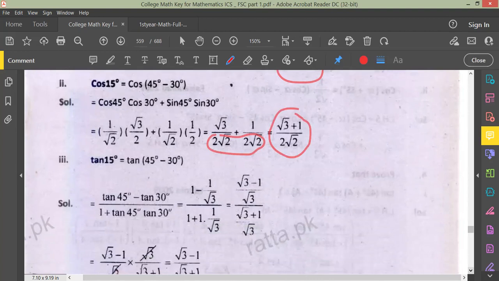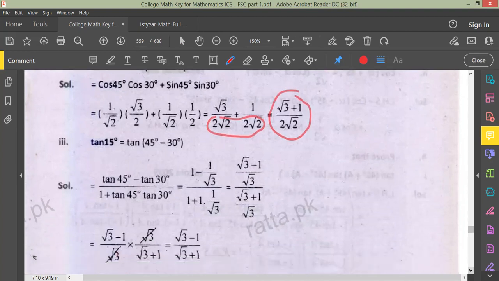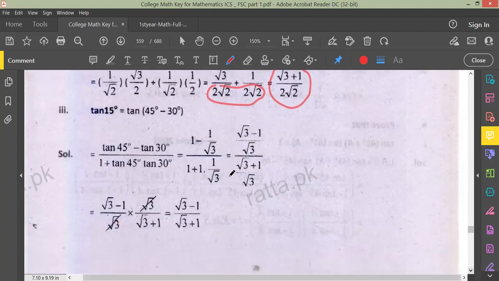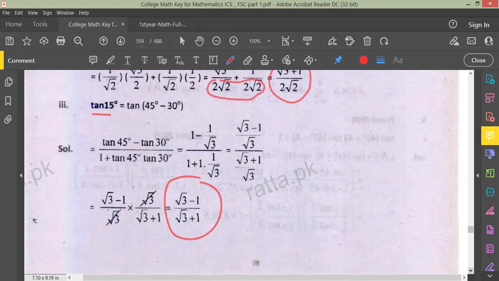Similarly, as we have done first part and second part of question number 2, you can do third part of question number second. So tan of 15 will be equal to tan of 45 minus tan of 30. After putting the value, our final answer will be equal to square root 3 minus 1 over square root 3 plus 1.